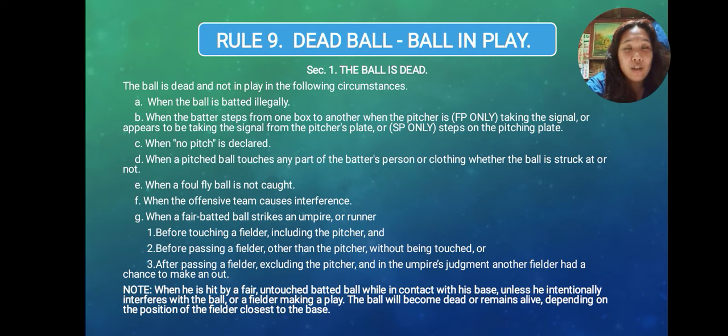Then for letter G, there is a number 1, before touching a fielder including the pitcher, and before passing a fielder other than the pitcher without being touched, or after passing a fielder excluding the pitcher, and in the umpire's judgment another fielder had a chance to make an out. Note, when he is hit by a fair untouched batted ball while in contact with his base, unless he intentionally interferes with the ball or a fielder making a play, the ball will become dead or remains alive depending on the position of the fielder closest to the base.